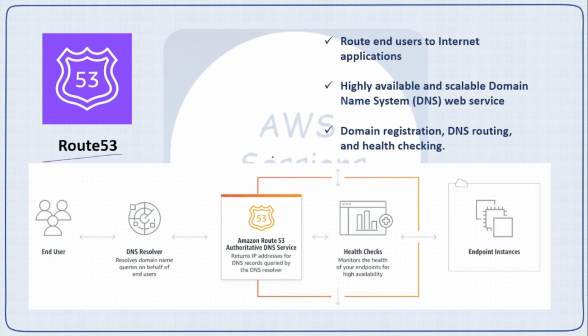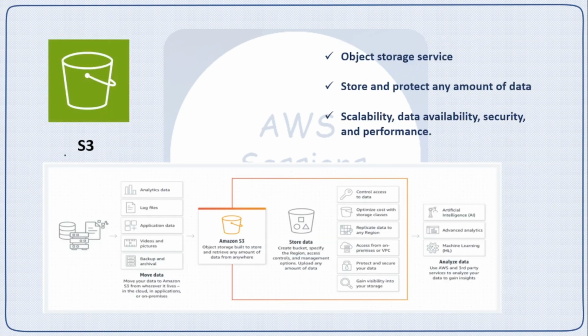Route 53, it mainly performs three main functions, that is domain registration, DNS routing, and health checking, and it helps in routing end user requests to the internet application. So that is what Route 53 is.